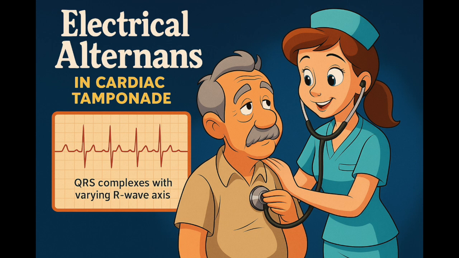One of the most distinctive patterns in cardiac tamponade is electrical alternans. This refers to beat-to-beat variation in QRS amplitude or axis. The swinging motion of the heart within the fluid-filled pericardial sac produces this alternating electrical pattern. Electrical alternans is not always present, but when observed, it is highly suggestive of significant pericardial effusion.